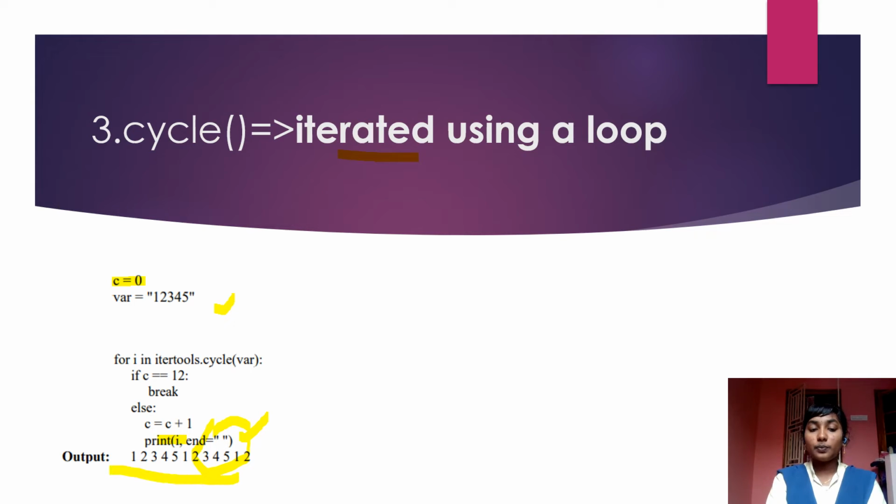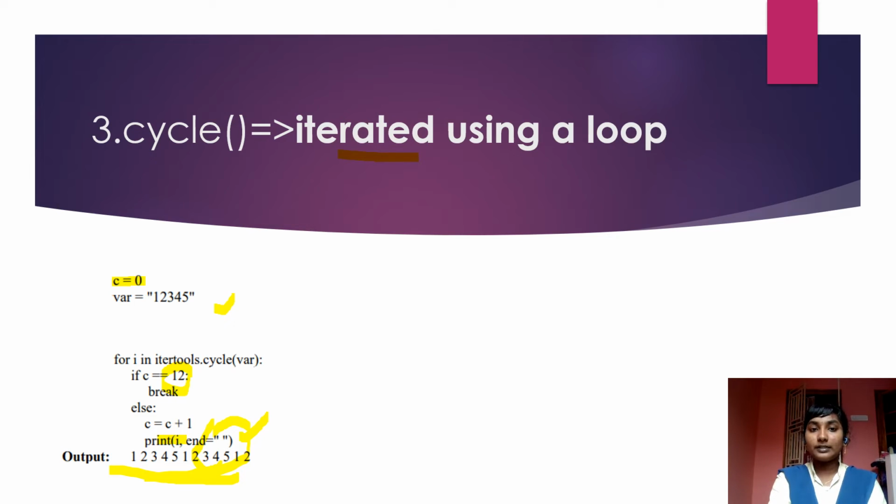And now the output is 1 2 3 4, again 1 2 3 4, and the last 1 2 3 4 will not get printed in full because it has already reached 12. We gave 12 only, no? So only 12 items will get printed. It will get stopped when we reach there.